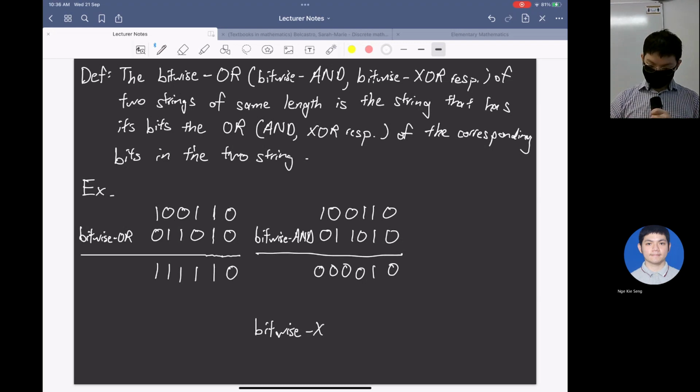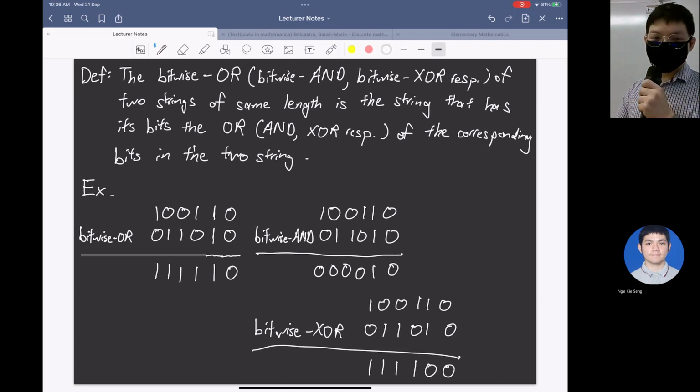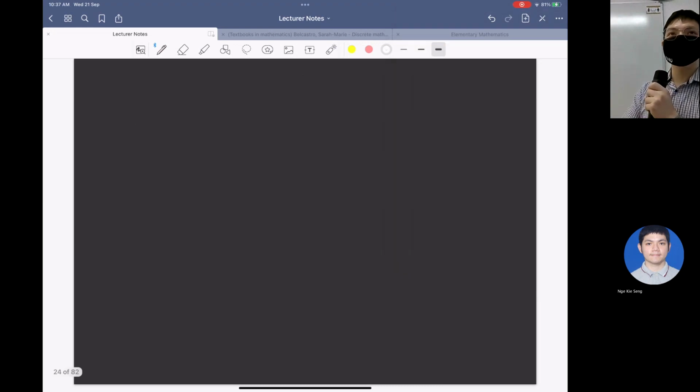Bitwise. This one is harder, I think. 1, 0, 0, 1, 0, 0, 1, 1, 0, 1, 0. Okay, 0, 0, what do you get? 1, 1, 1, 0, 0, 1, 0, 1, 1, 0. Okay, easy, right? Too easy. Okay, next. Too easy, someone wants to sleep already. Next time I will prepare something harder, okay?